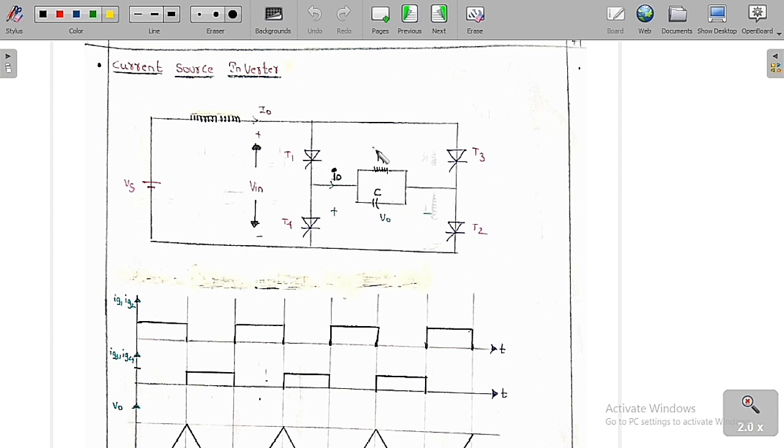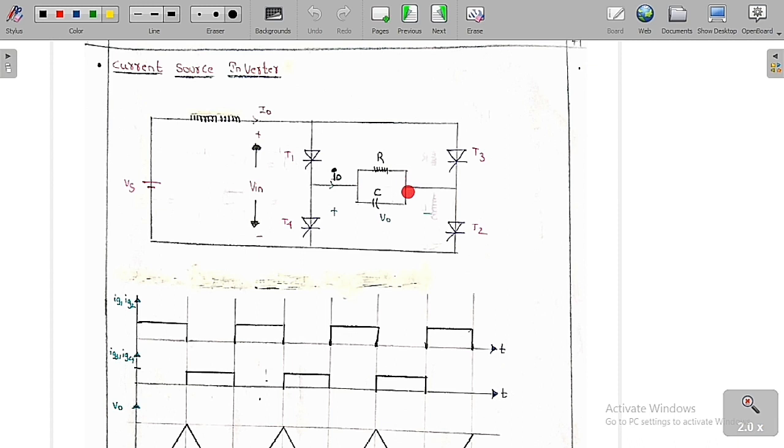Now, let me assume the load is a parallel combination of a resistor and a capacitor. Let me assume the load voltage is plus or minus V0, the load current is I0, and this is called the input voltage and this is the output voltage. I have already told you that the output current is independent of the load elements, whereas the output voltage depends upon the load elements. These are the important points in the current source inverter.